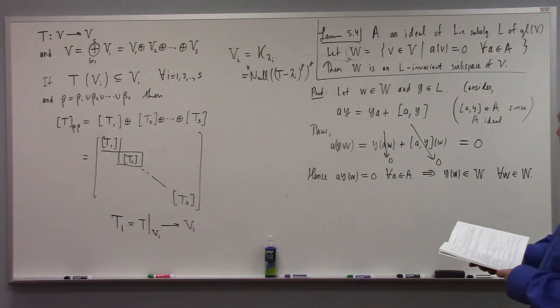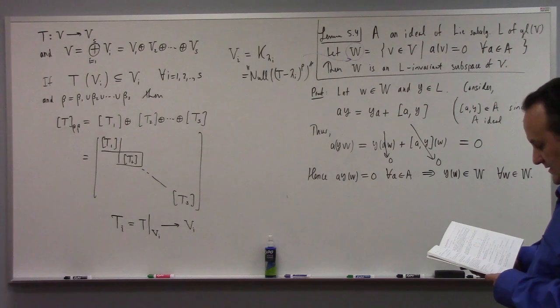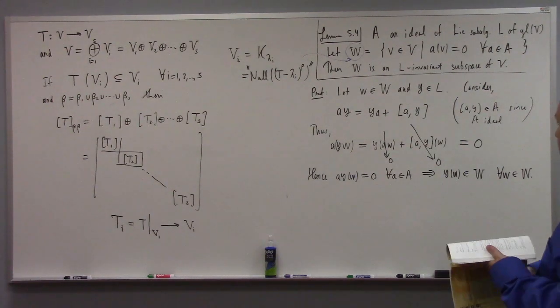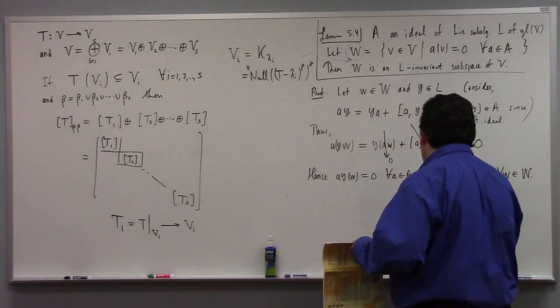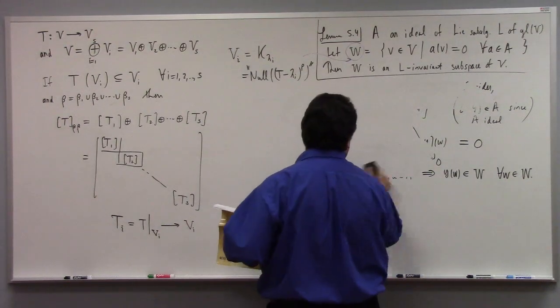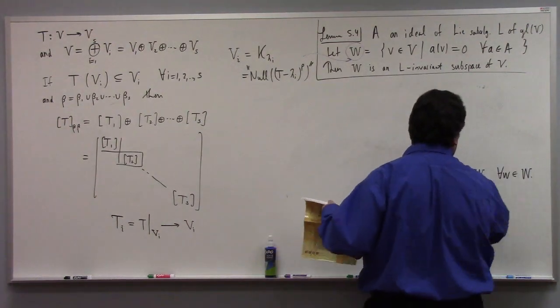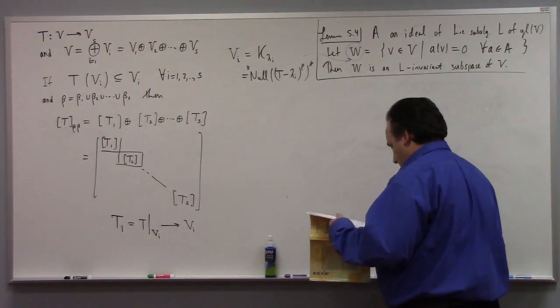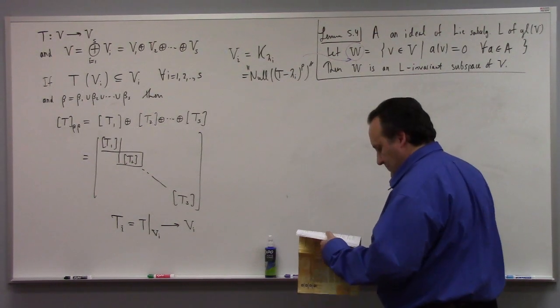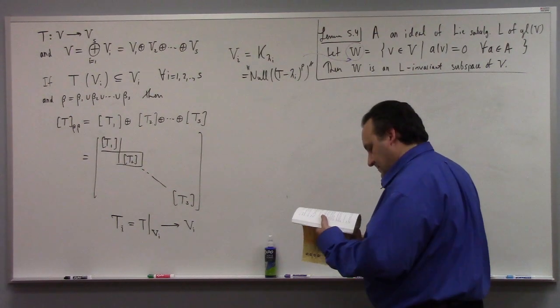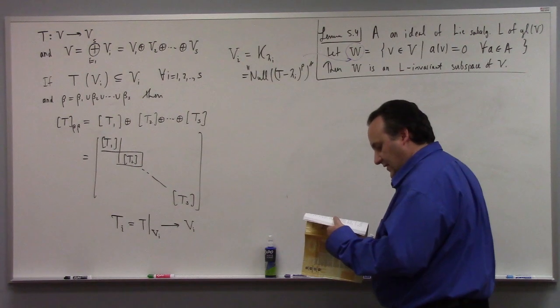Well, good. All right, so next up is the invariance lemma, which I will state over here. Let L be a Lie subalgebra of GL(V), A an ideal.